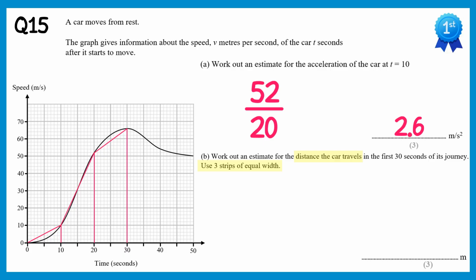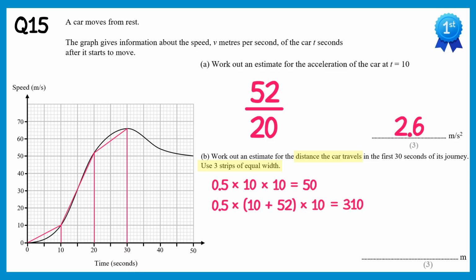Let's start with a triangle. To work out the area of a triangle, you do half times the base times the height. So that would be 0.5 times the base, which is 10, and times the height, which is also 10. This gives you 50. Then we move on to the trapezium. This is 1/2 multiplied by the sum of the parallel sides. Now the parallel sides are actually the vertical lines here, so that's 10 and 52, and then we multiply it by the height, and this might be slightly confusing, but since the trapezium's on its side, the height is actually the horizontal distance, so 10. Type this into your calculator and you get 310.